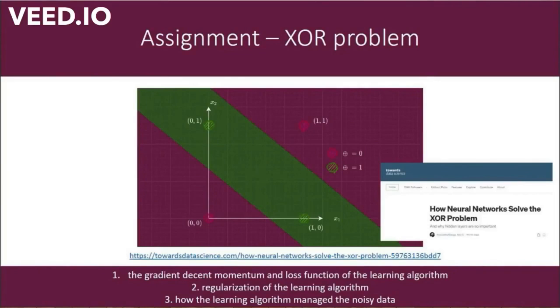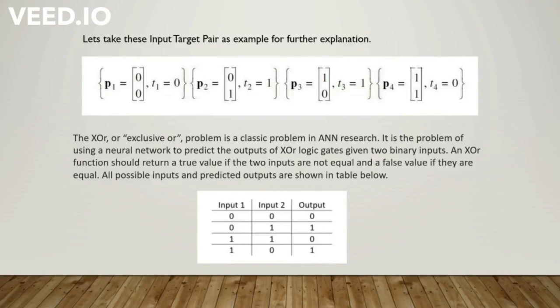Hello, good day. This is our assignment for this week on how neural networks solve the XOR problem. First of all, we will take this target square as an example. The XOR or exclusive-OR problem is a classic problem in ANN, or artificial neural network, research. It is the problem of using a neural network to predict the output of an XOR gate given two binary inputs.